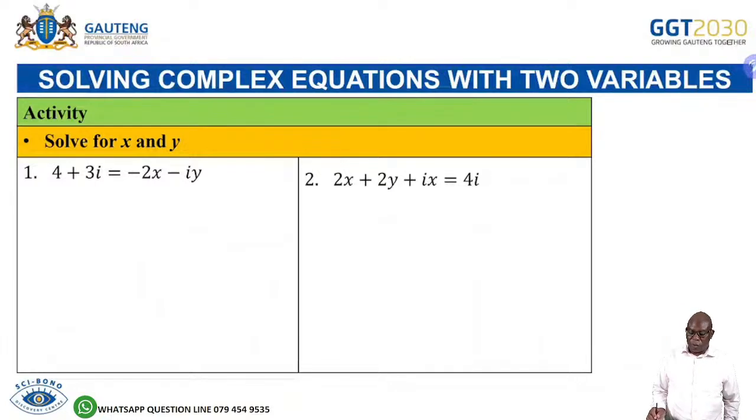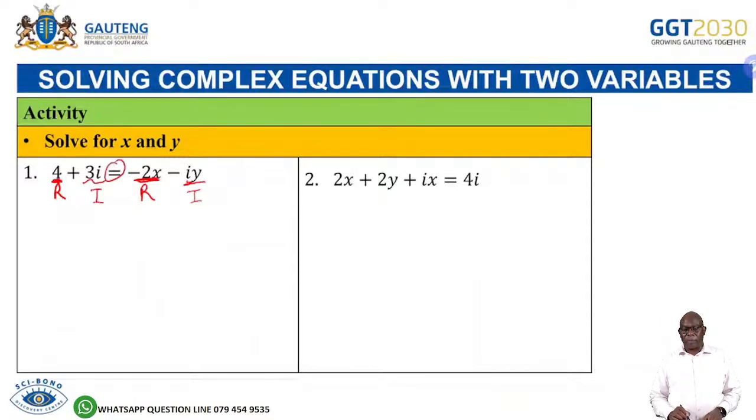Check this first question. 4 plus 3i equals minus 2x minus yi. Doesn't matter the order there. So, easy way to do it, pay attention, is to say the 4 is a real part. Which other thing there is a real part? This is a real part also. Anything that does not have i is a real part. This one is imaginary, this one is imaginary.